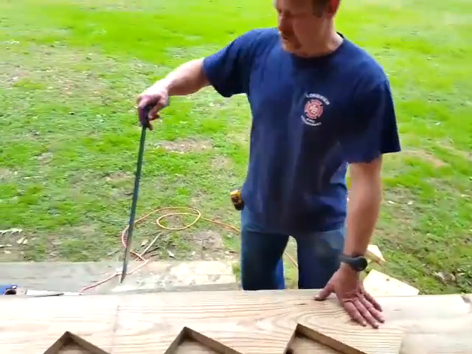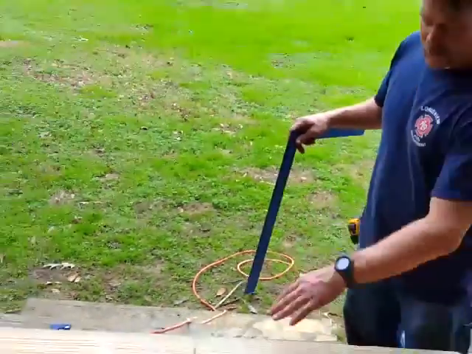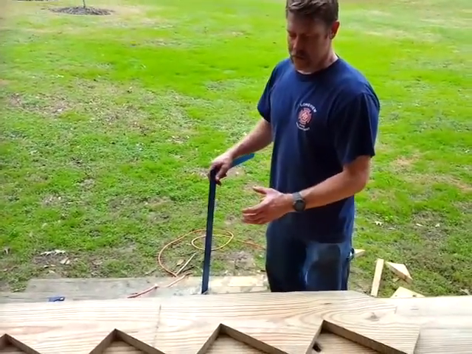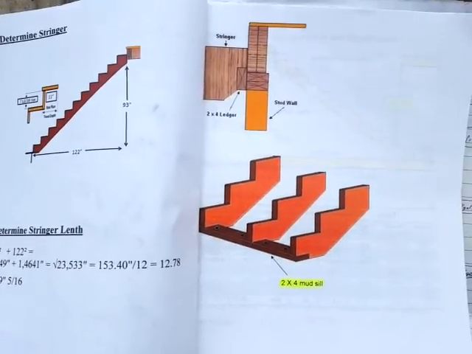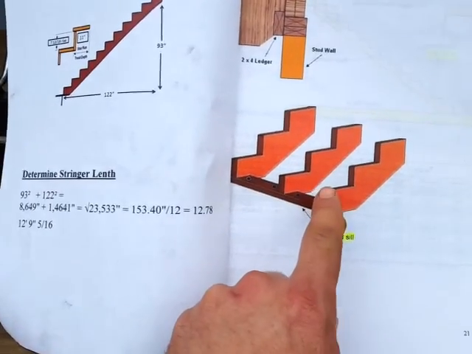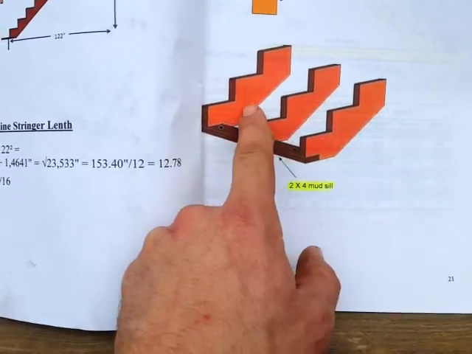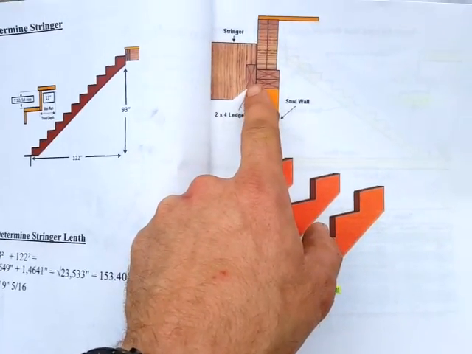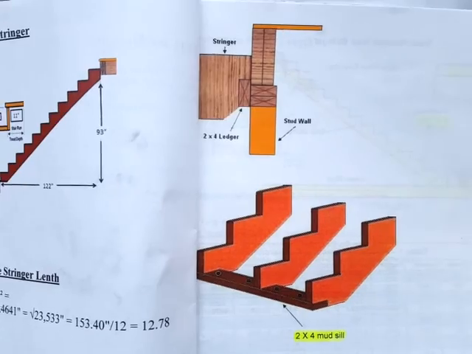You could put additional supports in here if you want to. Notch it out, or you can just put 2x4 blocks inside there just to give it a little bit more support all the way up. Here's just a diagram real quick so you can visualize what the mud sill looks like, connecting the stringers, and the ledger board where it's going to connect the stringers at the top.